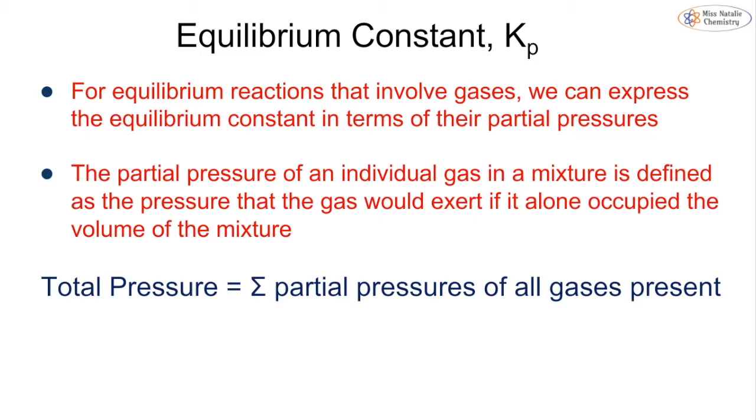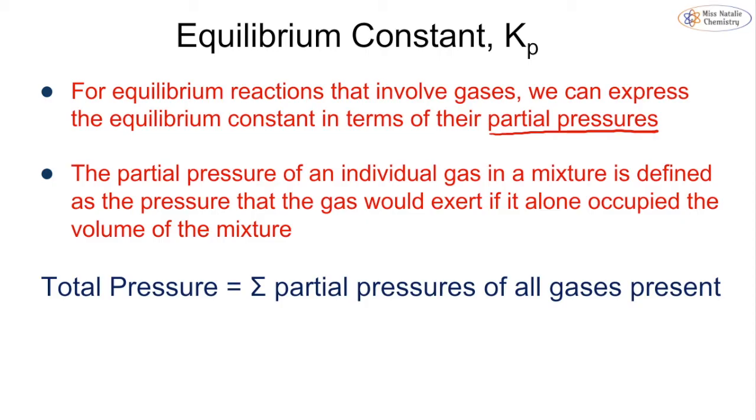The second equilibrium constant that we have to look at is known as Kp, and this is for reactions that involve gases. So rather than looking at them in terms of their concentrations, we can express the equilibrium constant in terms of something known as their partial pressures. And what does this mean? Well, a partial pressure of an individual gas in a mixture is defined as the pressure the gas would exert if it alone occupied the volume.